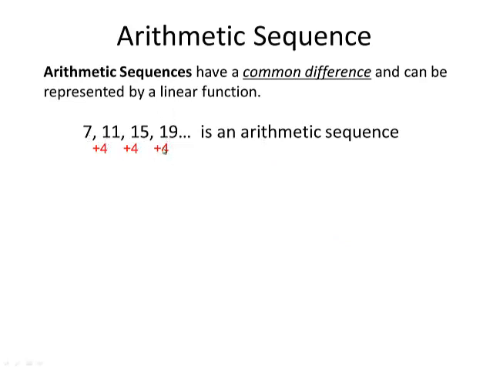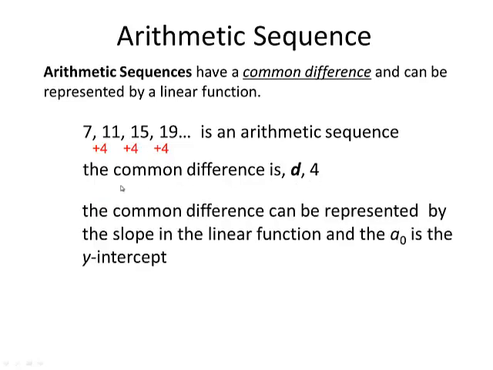And how you find the common difference is you take any particular number, like 19, and you subtract the one before it. So 19 minus 15 is 4. Or 15 minus 11 is 4. Or 11 minus 7 is 4. Always take a number minus the one before it to get your common difference. The common difference is 4 for this one.